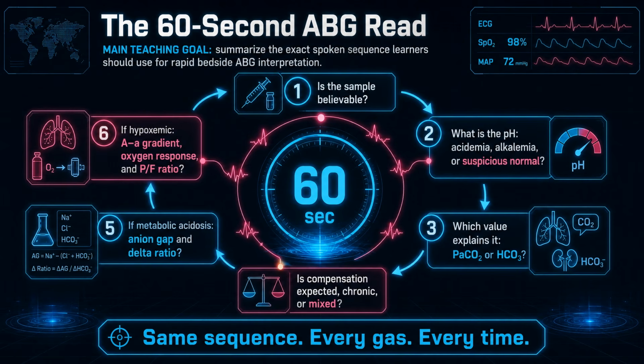Here is the final 1-minute script. First, is the sample believable? Second, what is the pH? Acidemia, alkalemia, or suspicious normal? Third, which value explains it? Carbon dioxide or bicarbonate? Fourth, is compensation expected, chronic, or mixed? Fifth, if there is metabolic acidosis, what are the anion gap and delta ratio? Sixth, if the patient is hypoxemic, what are the alveolar arterial gradient, oxygen response, and P/F ratio? Same sequence, every gas, every time.